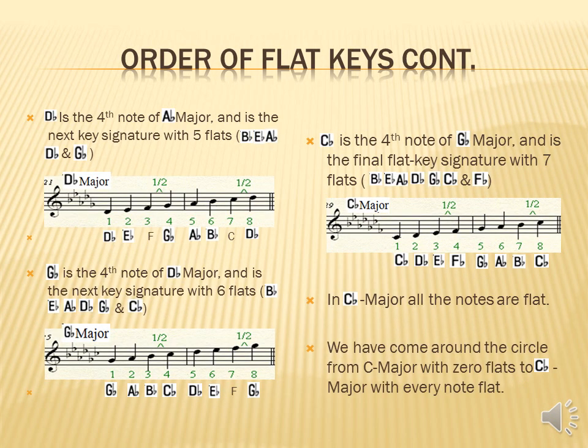D flat is the fourth note of A flat major and is the next key signature with 5 flats: B flat, E flat, A flat, D flat, and G flat. G flat is the fourth note of D flat major and is the next key signature with 6 flats: B flat, E flat, A flat, D flat, G flat, and C flat.